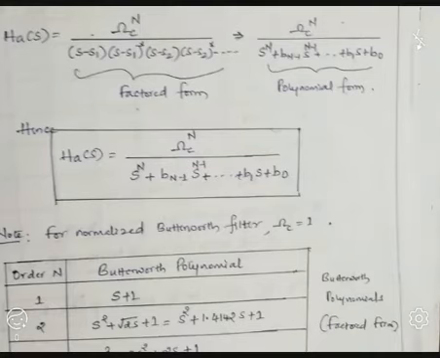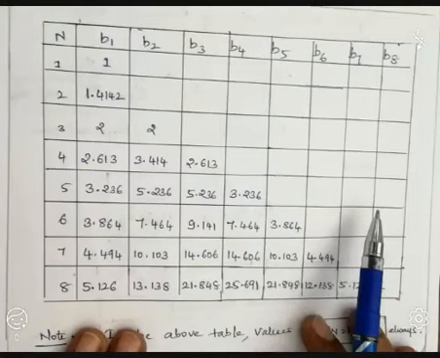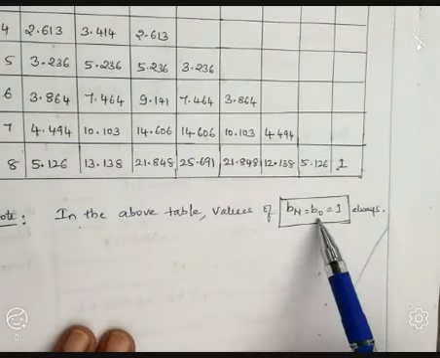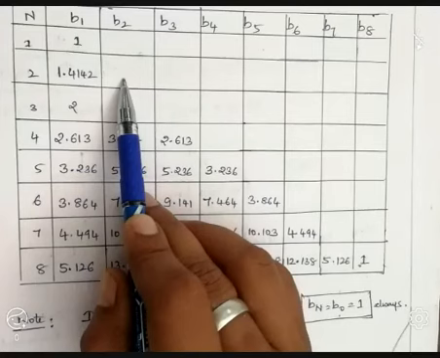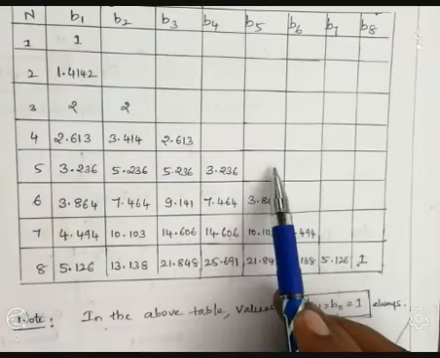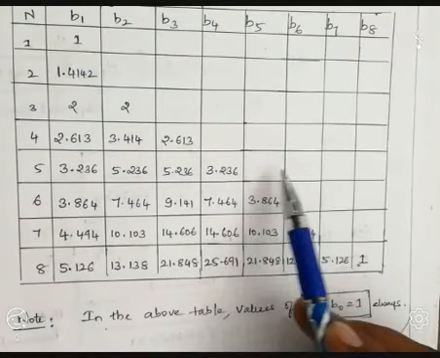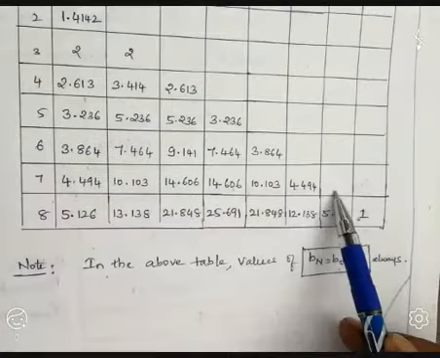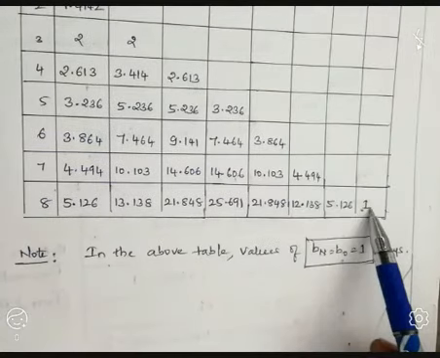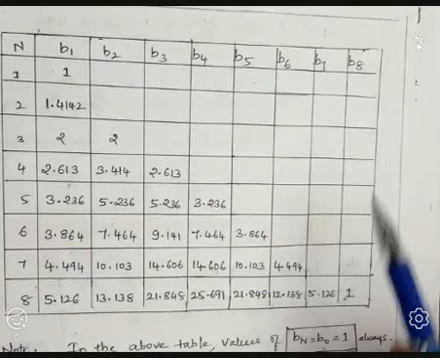Always remember, in the above table, bn is nothing but the order of the filter. If the order of the filter is 2, then b2 equal to 1, b naught equal to 1. Similarly, if the order of the filter is 3, b3 is 1. If the order is 4, b4 is 1. If the order is 5, b5 is 1. If the order is 6, b6 is 1. If the order is 7, b7 is 1. If the order is 8, b8 is 1. Nothing but bn equal to b naught equal to 1, always, irrespective of the order of the filter.